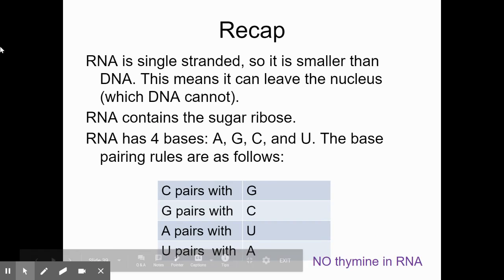All right, guys, so let's recap what we just went over. We know that some of the differences between DNA and RNA is that RNA is single-stranded and smaller than DNA, which means it can leave the nucleus. Remember, DNA cannot. We know it contains the sugar known as ribose, and it's going to have four bases. At least three of those are similar to DNA, right? We still have adenine, guanine, and cytosine, but remember the big difference there is going to be uracil. And if you can recall, it's still going to follow that base pairing rule, right? C always pairs with G, but in this case, A is now going to pair with U and vice versa. Remember, there's no thymine in RNA.